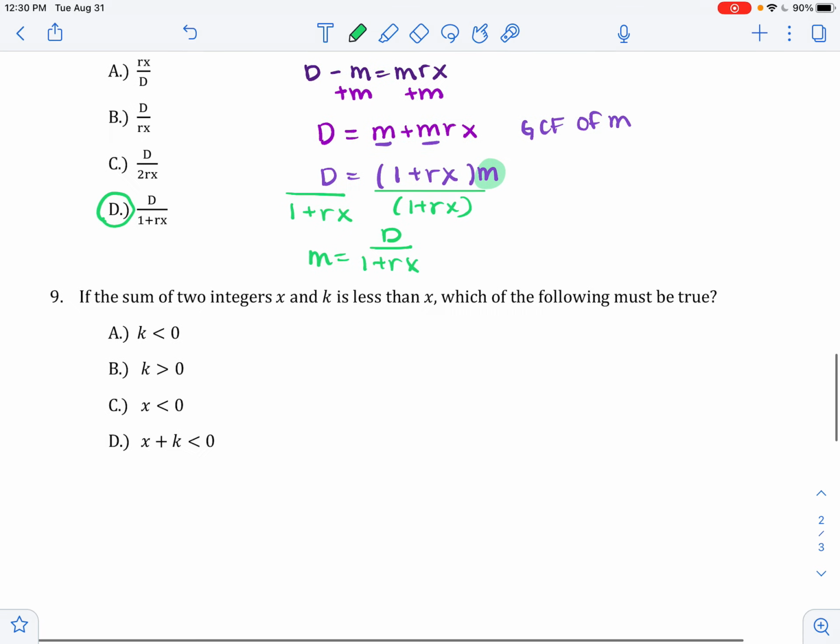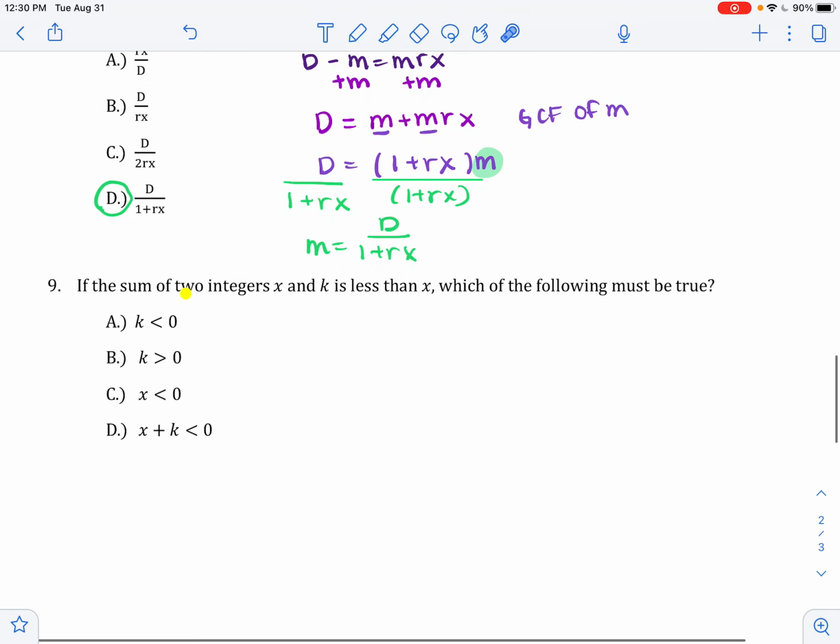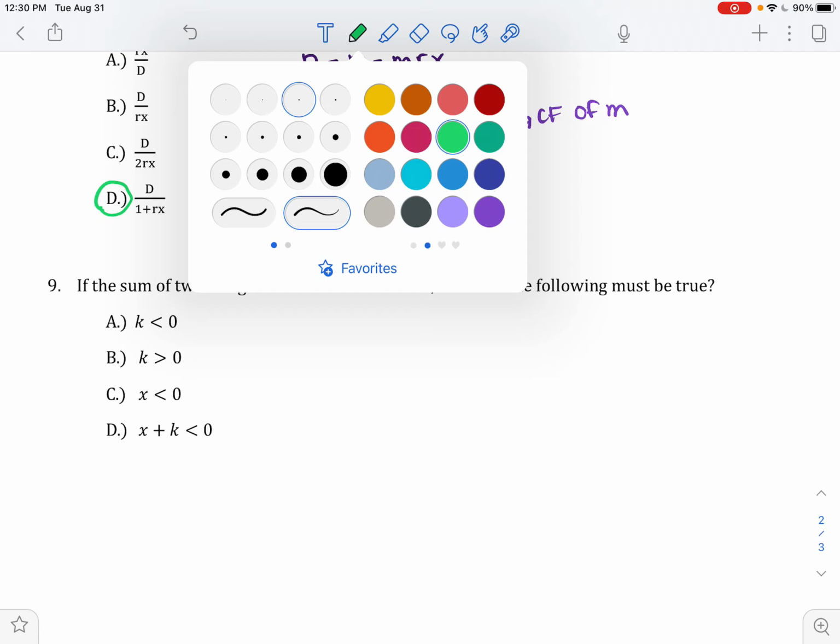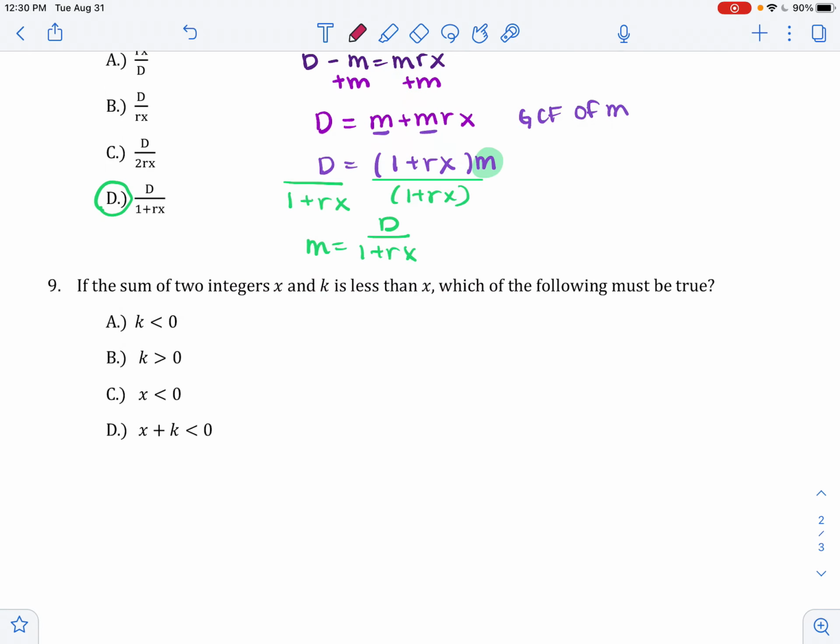All right, team, last one. If the sum of two integers x and k is less than x, which of the following must be true? So lots of information out in words, answer choices in mathematical symbols. So that nudges me to translate the information that I'm given in words into a mathematical statement.